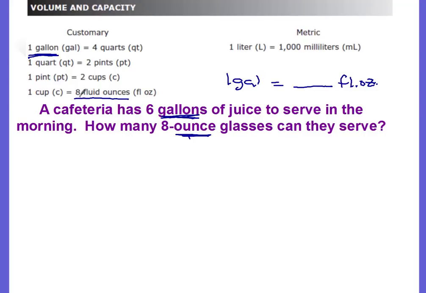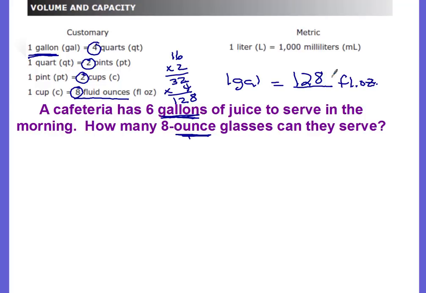So we're going to multiply. We start at the bottom, the 8, multiply it times the 2, and we get 16. Multiply 16 times this 2, and we get 32. And multiply the 32 times the 4. And we get 128. So 1 gallon is equal to 128 fluid ounces.